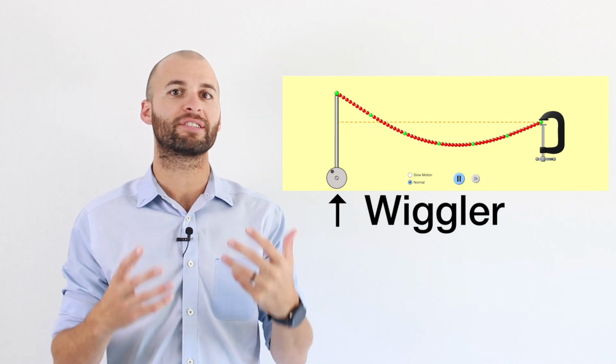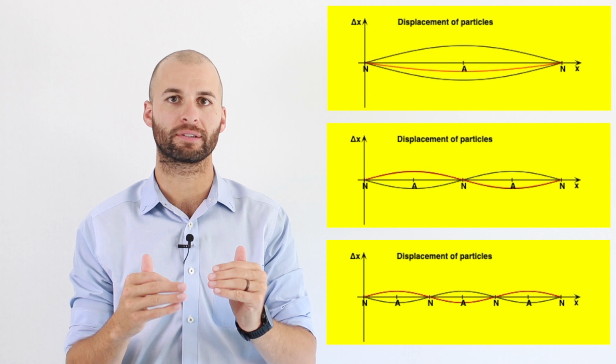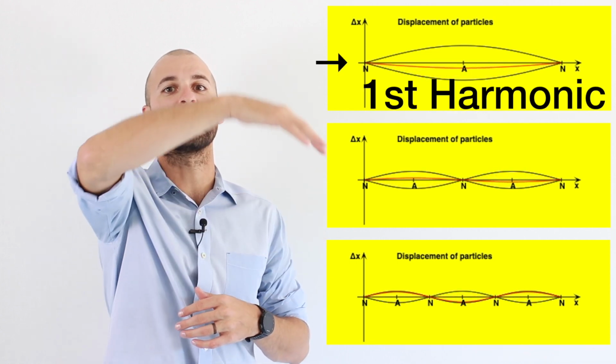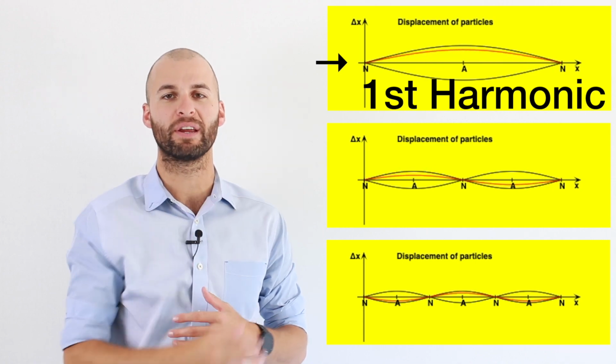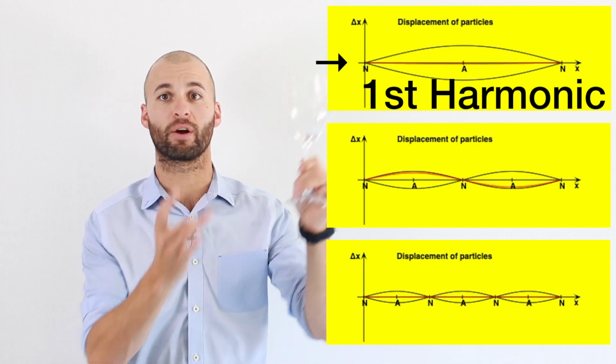Now, there are various standing waves that we can generate. These various standing waves are called harmonics. The first harmonic is a very simple harmonic. It's just one big hump oscillating up and down. It's what you see when you pluck a rubber band, and it's also what you hear when you pluck a wine glass.